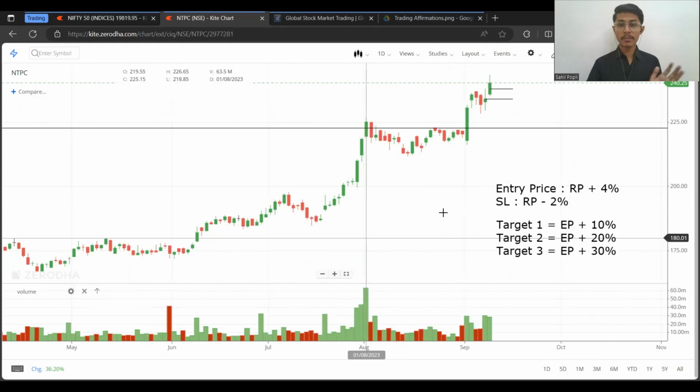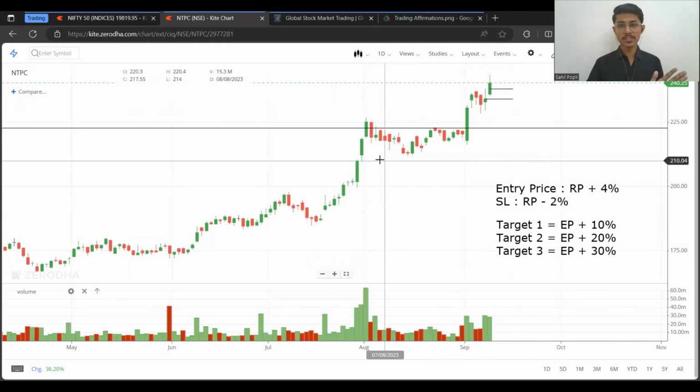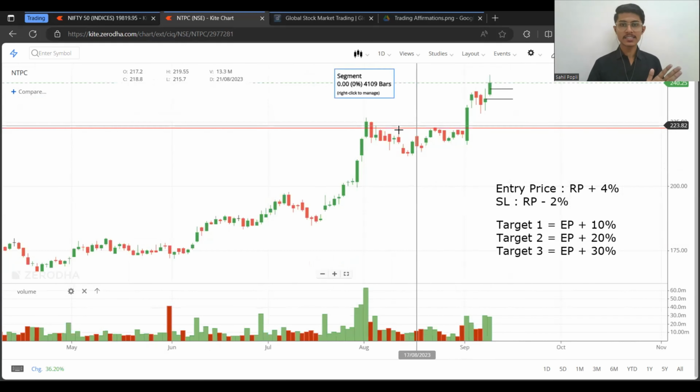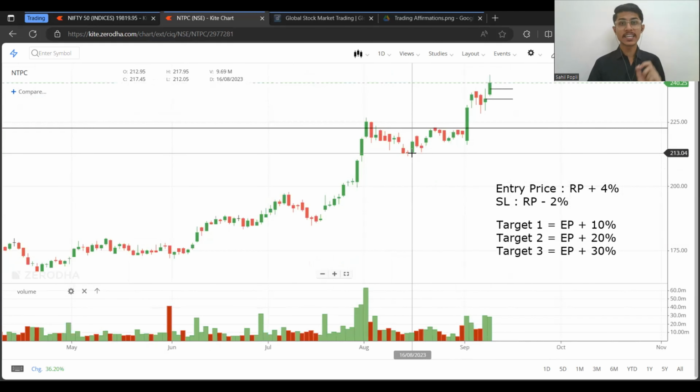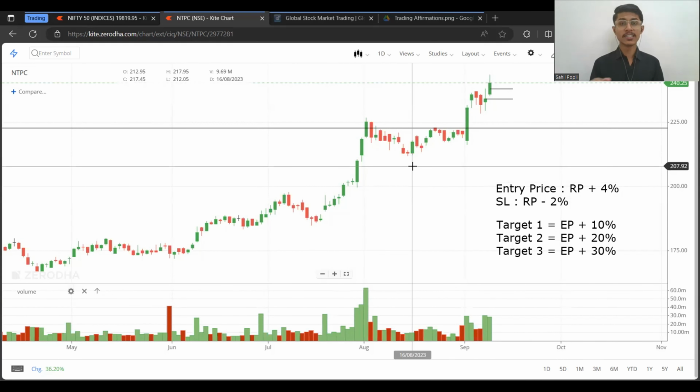And if you look up at the daily time frame, you'll be able to observe this one single thing, that at the resistance, this particular stock was actually taking a halt. And as I already mentioned previously in this video, resistance is resistance until it's broken. So until and unless this particular resistance is broken out, we should not initiate our trades.